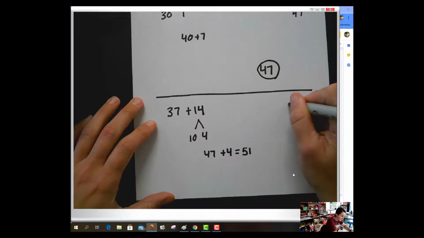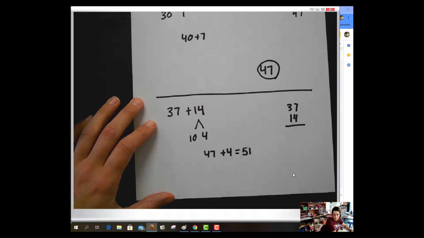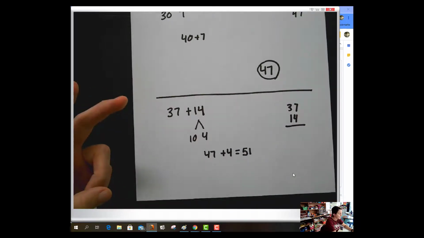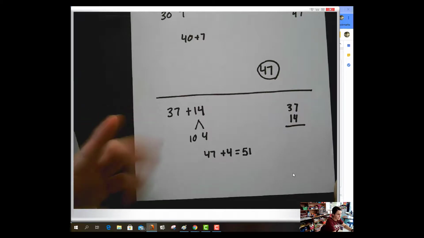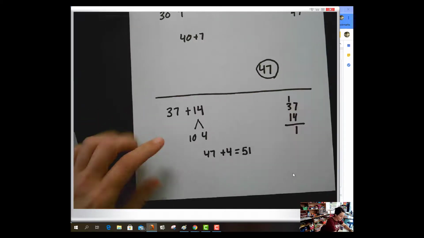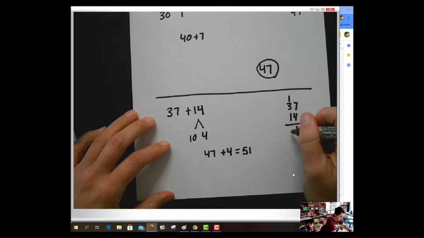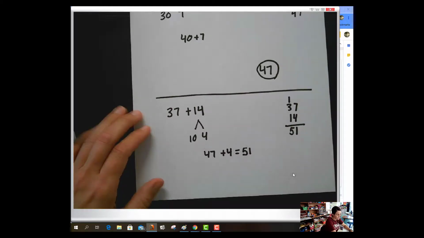Some people would have written it up and down like this, 37 and 14. And then 7, you'd count up. You could use your count up strategy: 8, 9, 10, 11. Carry your 1. Some people like to do it this way: 3, 4, 5. 51 is still your answer.